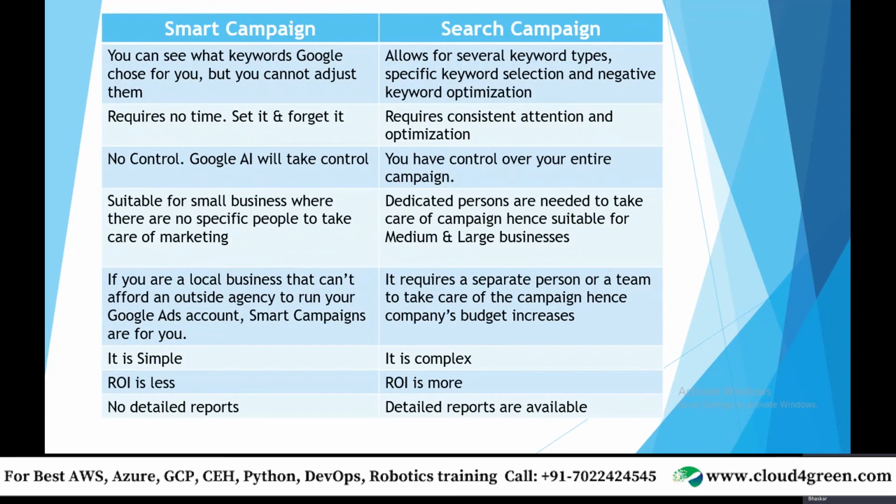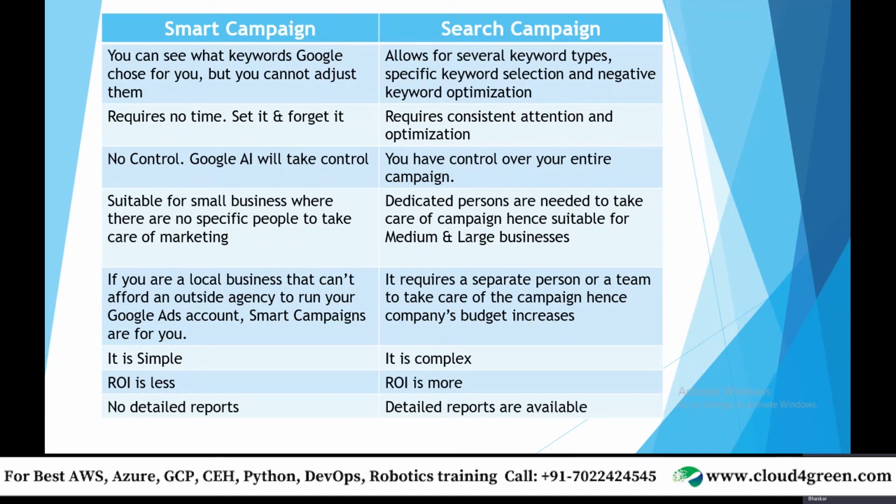As I said earlier, in Smart Campaign, you can see what keywords Google chooses for you, but you cannot adjust them. When you go to the reports, it will show which keywords Google is using, or on which keywords your ad is displaying. You can make a little modification, but you cannot fully adjust them.